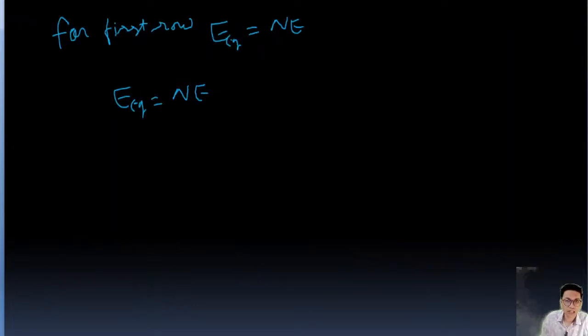Next, for the second row also, E2 is going to be NE, and for the first row, E1 that I'm denoting is NE. So E equivalent is going to be NE because voltages are the same in parallel combination. Or E3, E4, you will find that will be NE. That is E equivalent.